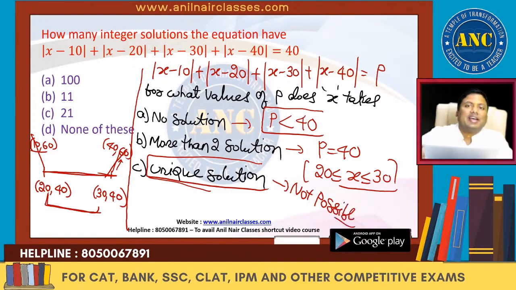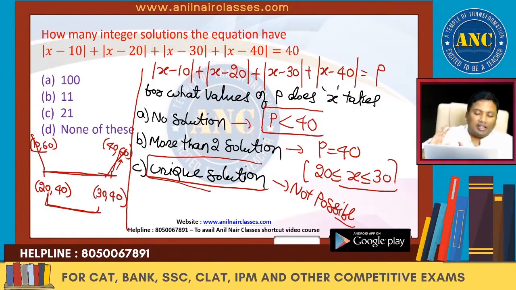Just think here, if the y value, or p value, is 60, how many cases did I get? x = 10 I got, x = 40 I got. That means for p equal to 40, I got 20 to 30. Suppose, for example, if I take more than 2 solutions, p equal to 40 we got; for p less than 40, there cannot be any solution.